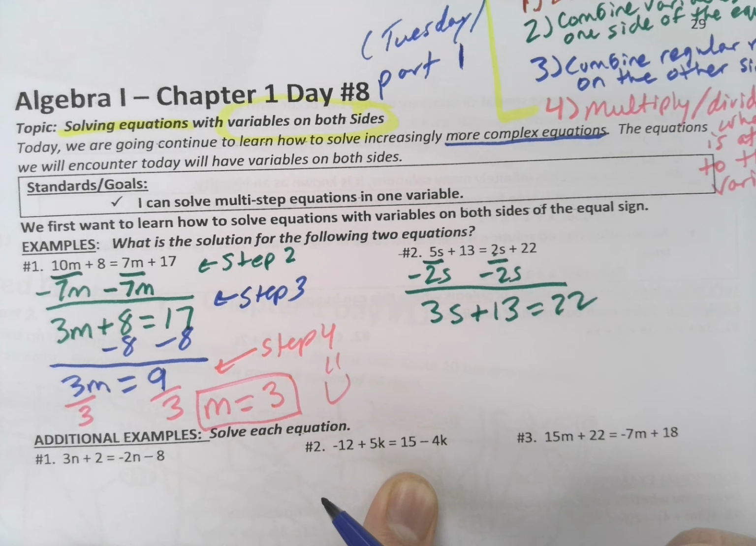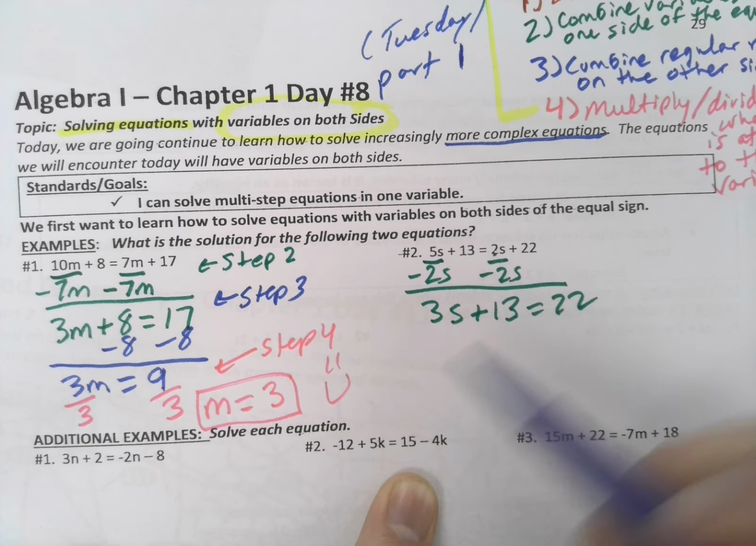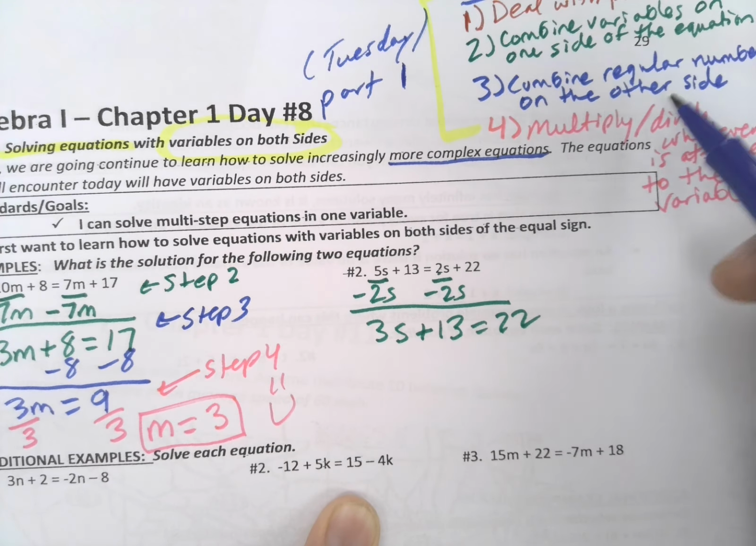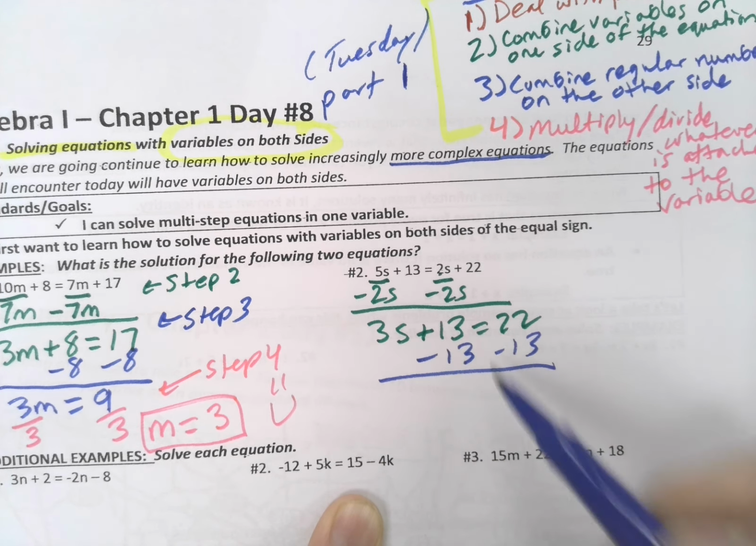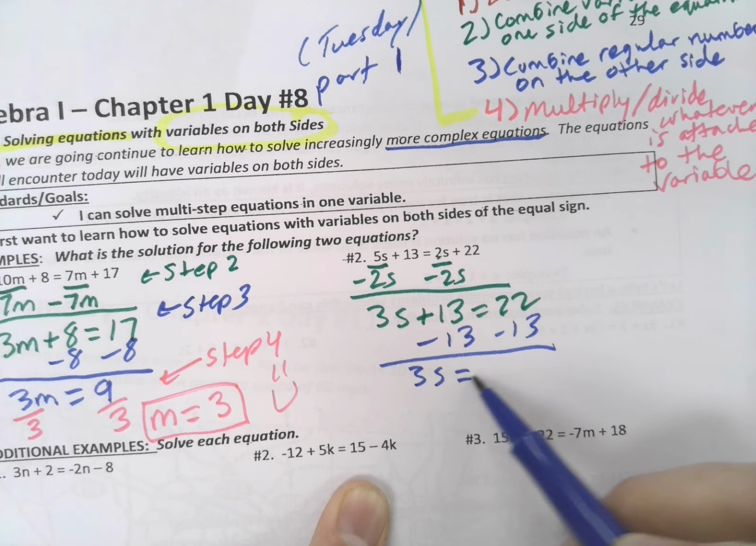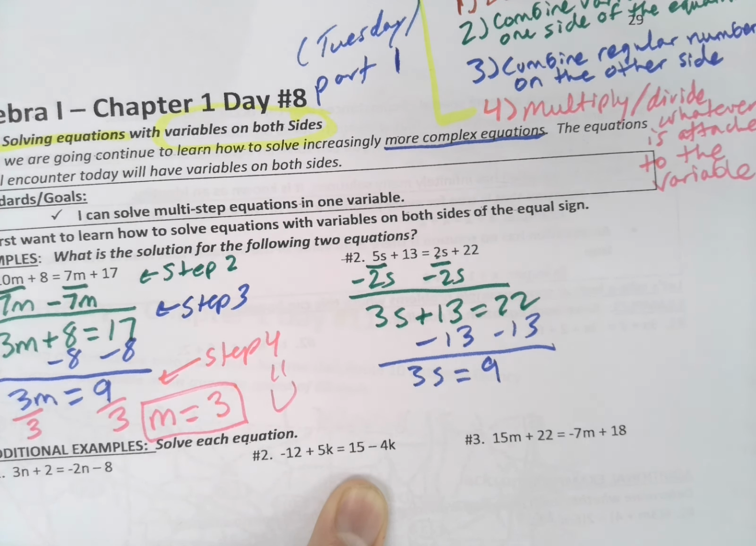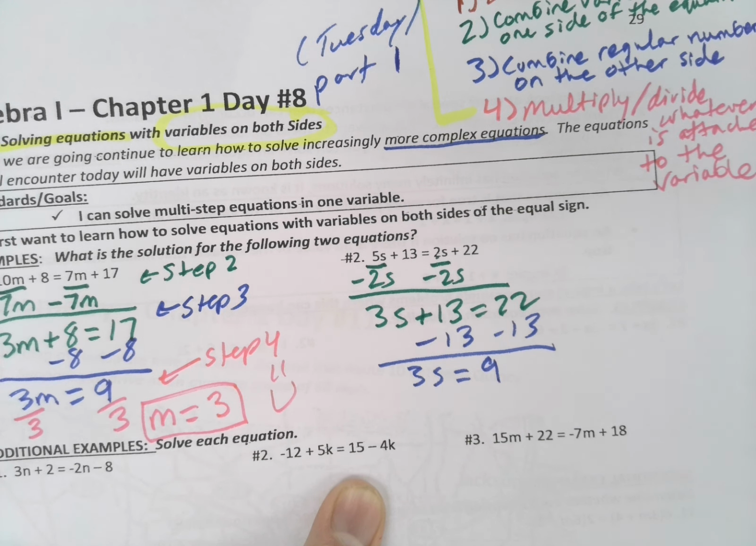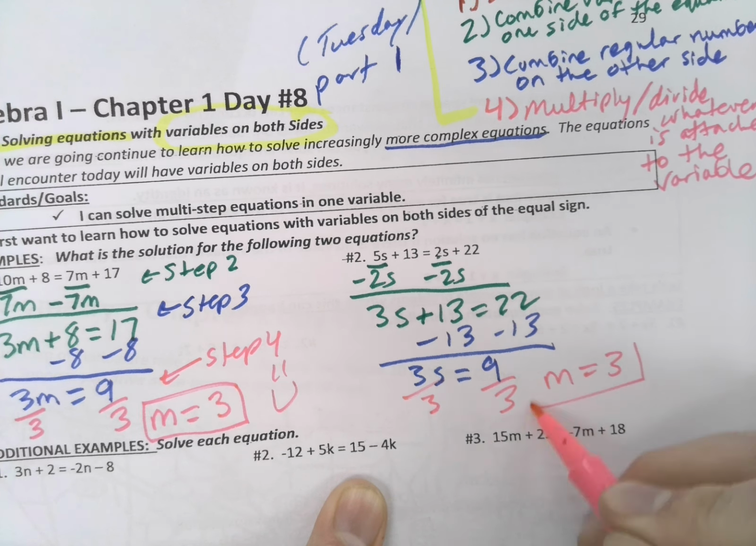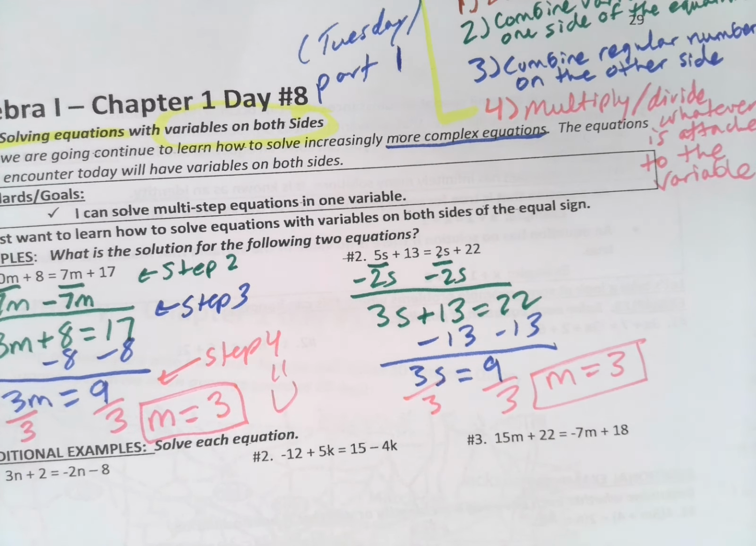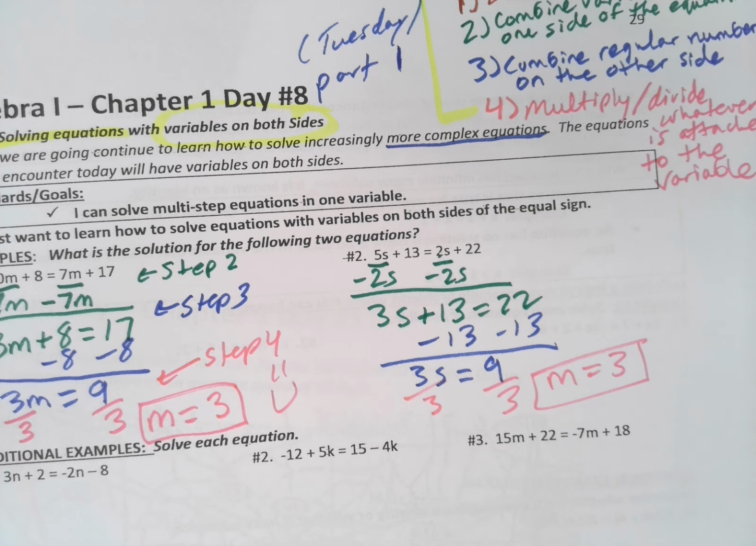Now, what are you thinking next? That's right, step 3. Combine those regular numbers on the other side. So subtract 13 over, 3s equals 9. Oh my goodness, we're going to get a very similar answer to the last one. And then final step, divide by 3. M equals 3 again. That's complete coincidence, by the way.